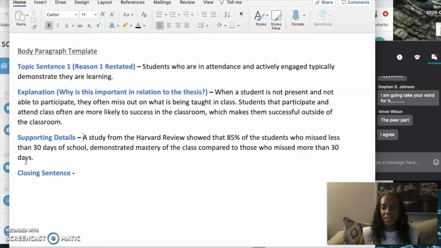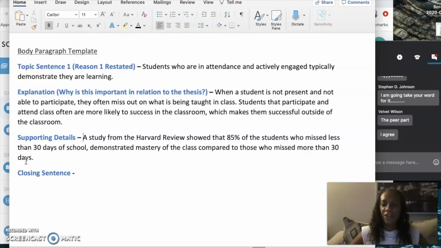So I'm starting with the topic sentence. Students who are in attendance and actively engaged typically demonstrate they are learning. When a student is not present and not able to participate, they often miss out on what is being taught in class. Students that participate and attend class often are more likely to succeed in the classroom, which makes them successful outside of the classroom. A study from the Harvard Review showed that 85% of the students who missed less than 30 days of school demonstrated mastery of the class compared to those who missed more than 30 days.